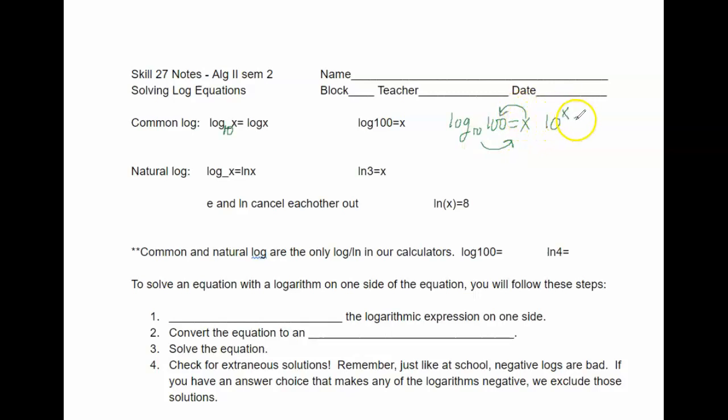In other words, 10 to what power equals 100? We would know that's 2. So this is called a common log. If there's not a visible base, we assume the base is 10.